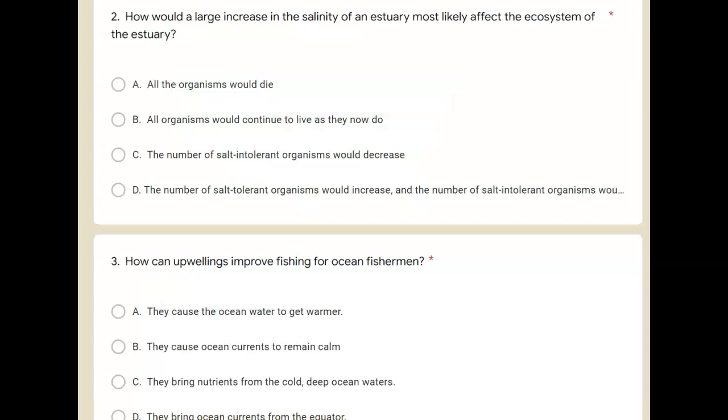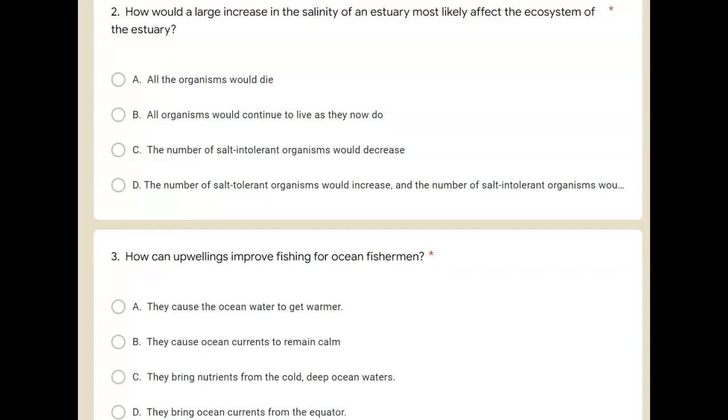Number 2. How would a large increase in the salinity of an estuary most likely affect the ecosystem of the estuary? A. All the organisms would die. B. All the organisms would continue to live as they do now. C. The number of salt-intolerant organisms would decrease. D. The number of salt-tolerant organisms would increase, and the number of salt-intolerant organisms would decrease.